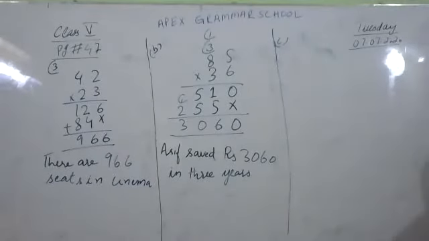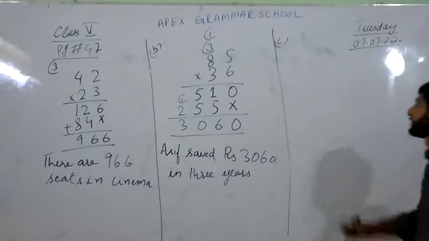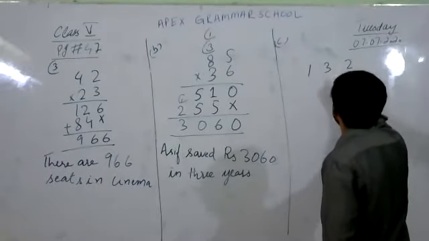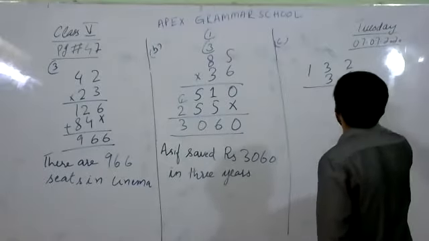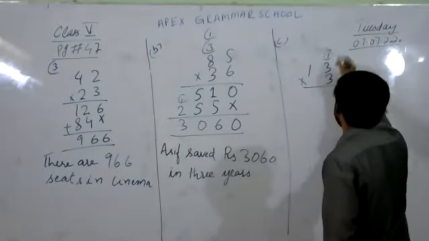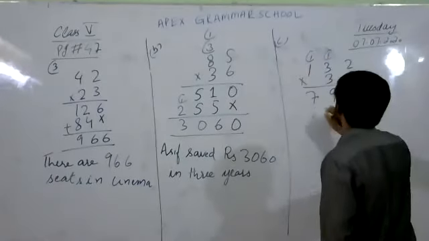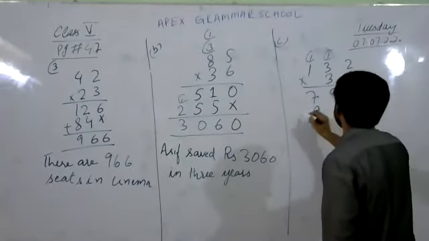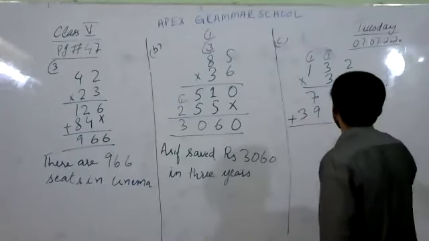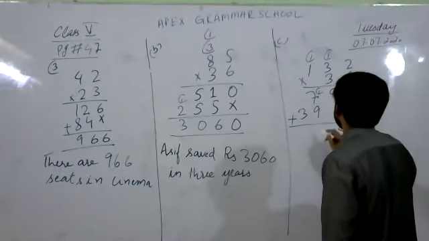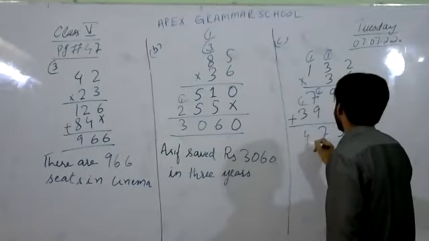C part: there are 132 pages in a math book with 36 questions on each page. How many questions are there in total? We have to find out the total number of questions by multiplying 132 and 36. 6 twos are 12, 1 carry, 6 threes are 18, 1 is 19, 1 carry, 6 ones are 6 and 1, 7. 3 twos are 6, 3 threes are 9, 3 ones are 3. Add: 2, 9 and 6 are 15, 1 carry, 17, 1 carry and 4.